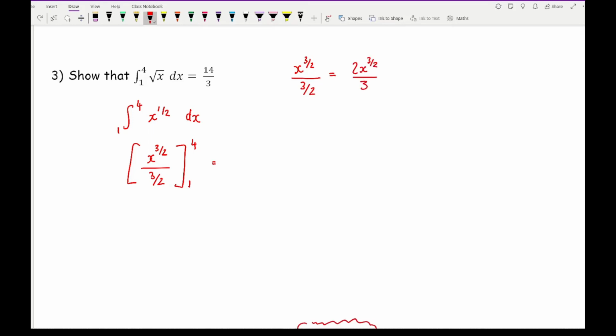Now whichever you prefer, but as we're going to substitute it into a calculator, it shouldn't really make a difference. But you may prefer to use this, 2x to the power of 3/2 over 3, rather than x to the power of 3/2 over 3/2. Lots of 3/2s there.